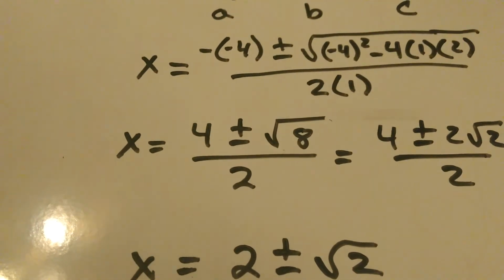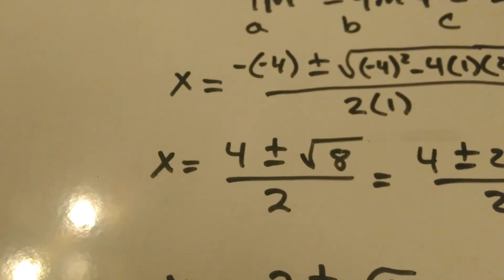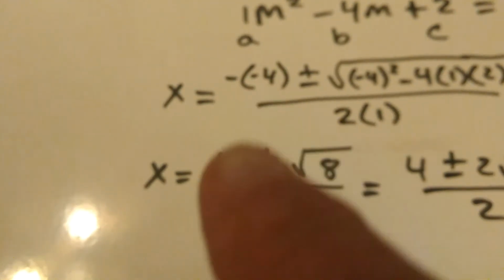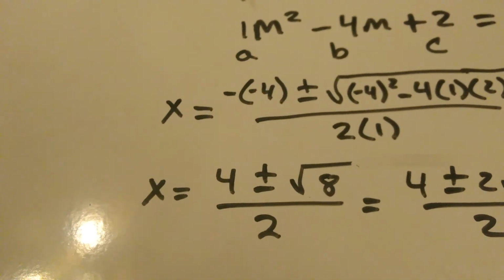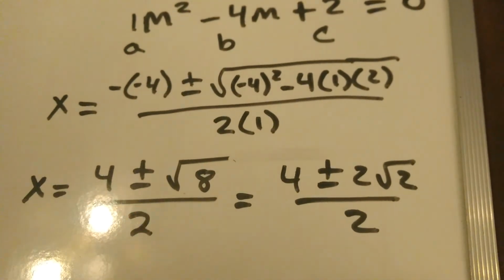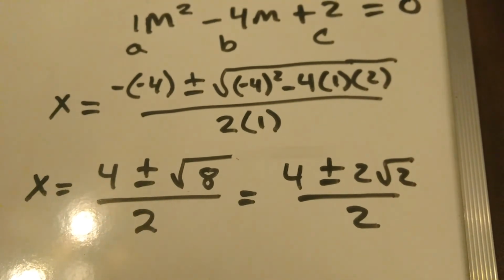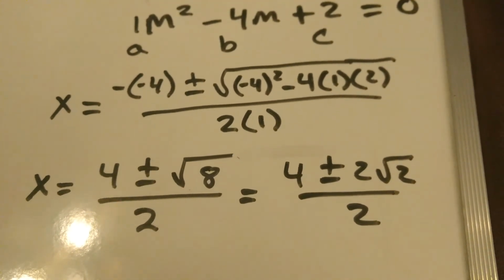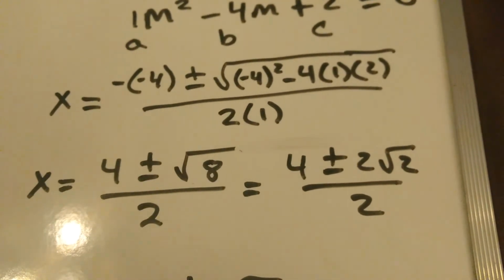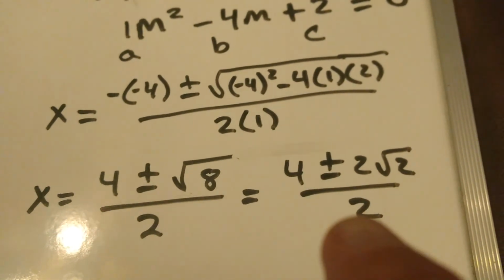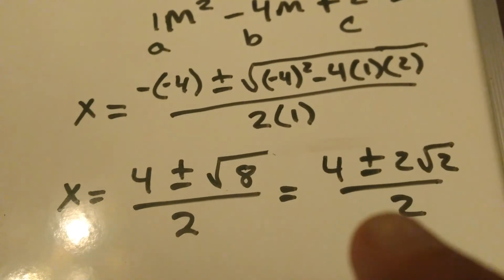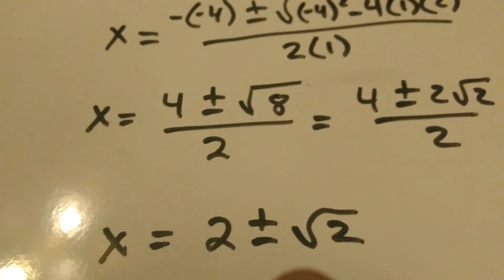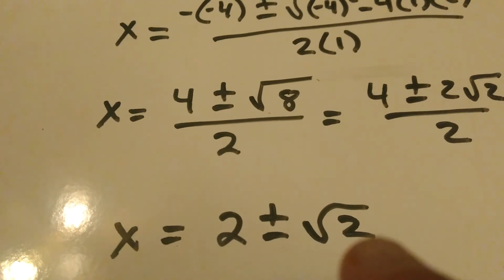Simplifying, we get 4, because this is a double negative right here, this becomes a positive 4, plus or minus the square root of 8 over 2. The square root of 8 reduces to 2 root 2 over 2 because it's 4 times 2, and the square root of 4 is 2. We simplify right here. We do 4 divided by 2, we get 2. If we do 2 divided by 2, we get 1. So we get 2 plus or minus the square root of 2.